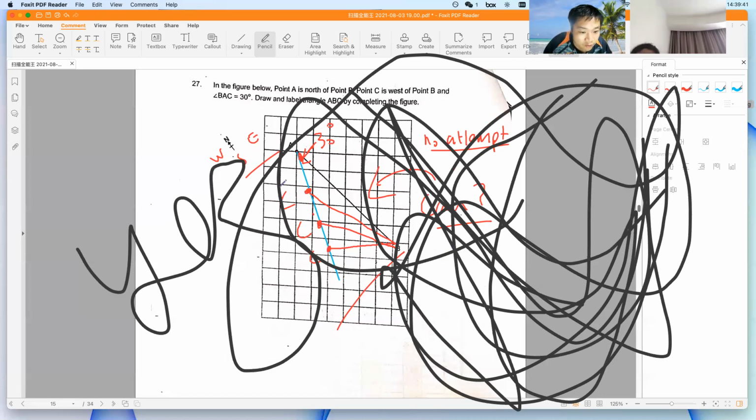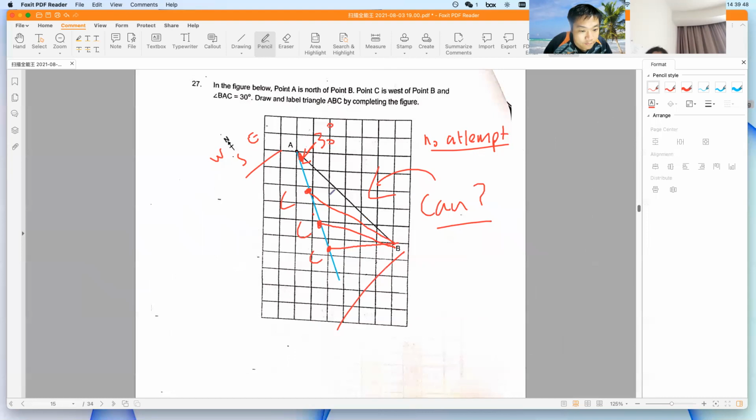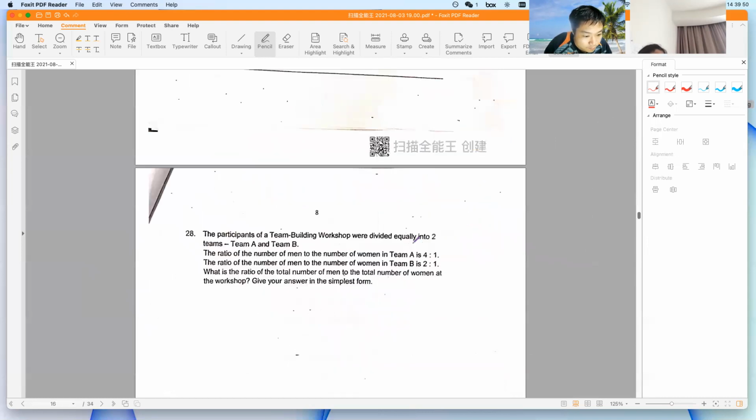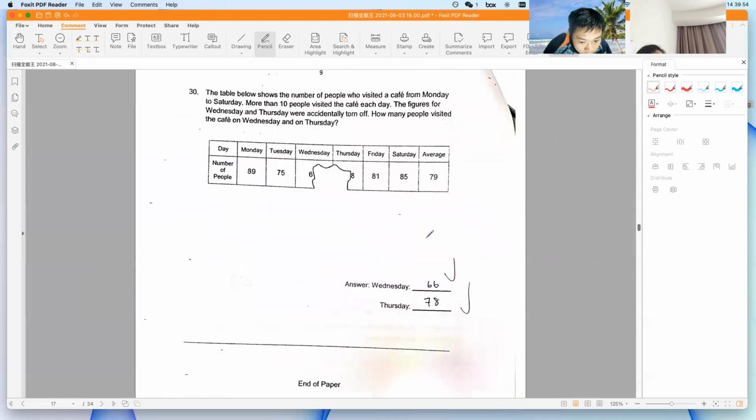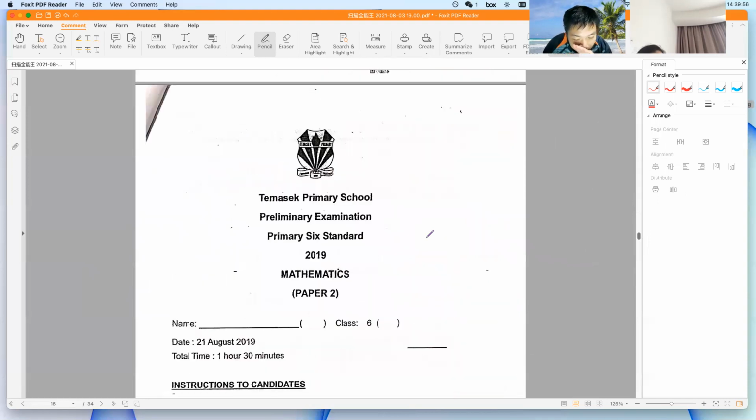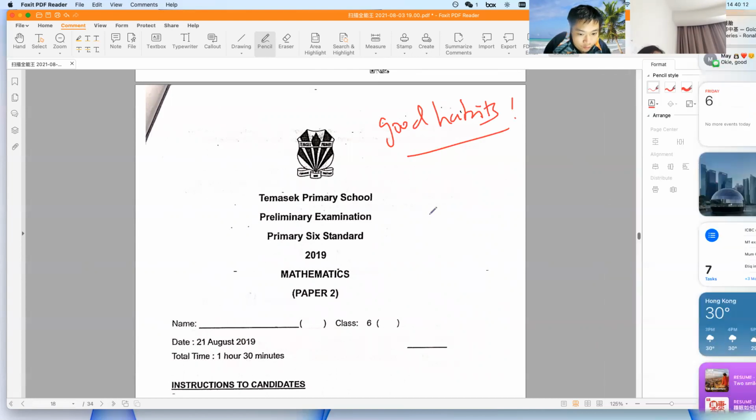But anyway, there is no fixed answer for this question, as long as it's 30 degree. Help me clear your handwriting. Thanks. Okay, good. This one is good. 29 good, then 30 also good. So for paper one, what we learned is please have good habits, so that you don't make unnecessary mistakes.